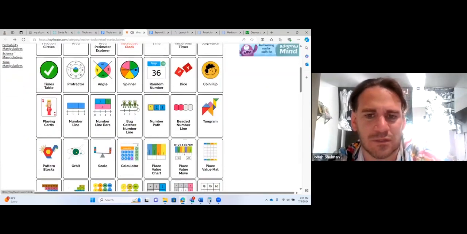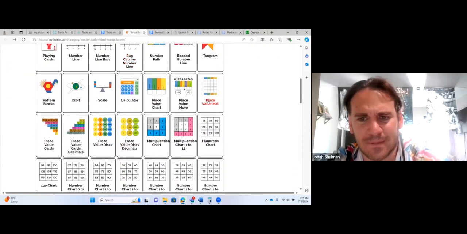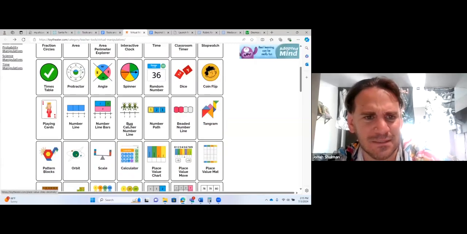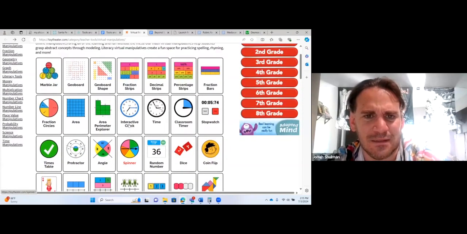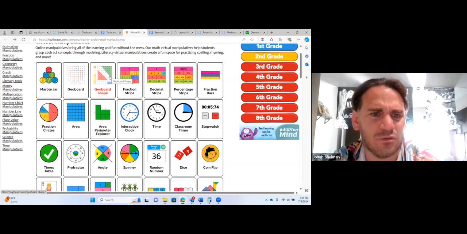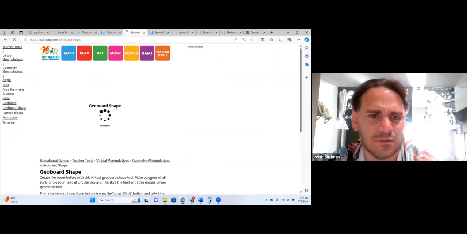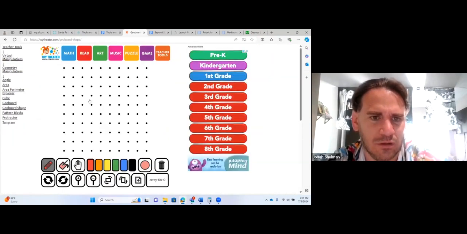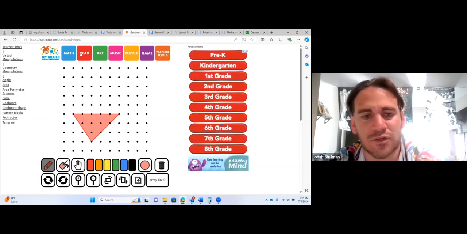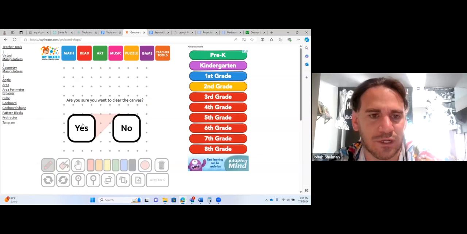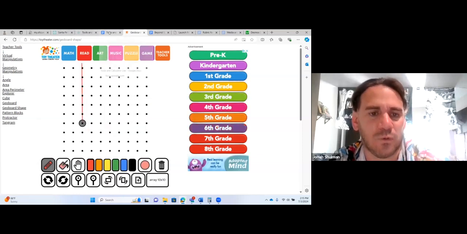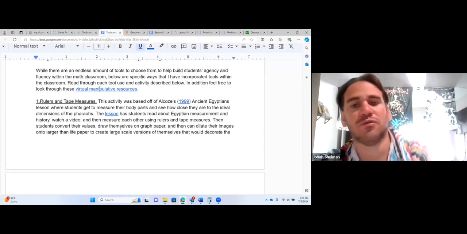What else we got? Area and perimeter. Oh, geoboard shape. That's cool. Nice. So here's a geoboard shape. You could hit trash to start over, right? Yeah, cool. Okay. So the first one is the rulers and tape measures.